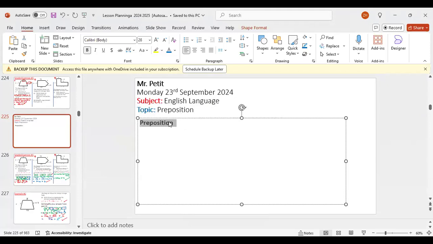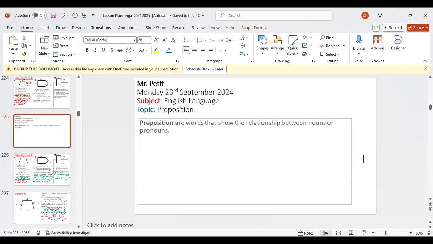So a preposition, by definition, are words that show the relationship between nouns and pronouns. Write this down for me, please. That's what we mean by a preposition.